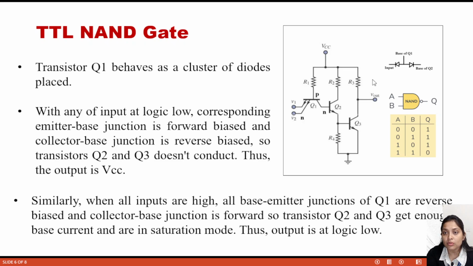Now at that moment we will consider all the inputs are 1. So the opposite condition will happen. The base emitter junction will be reverse bias and the base collector junction will be forward bias. So Q2 will be on and Q3 will also be on, so a huge amount of current will flow and it goes into saturation mode, so the output goes low. So this is the explanation of the TTL NAND gate.